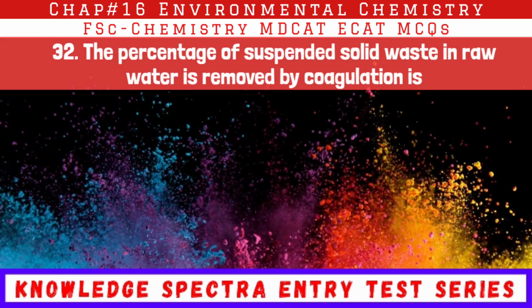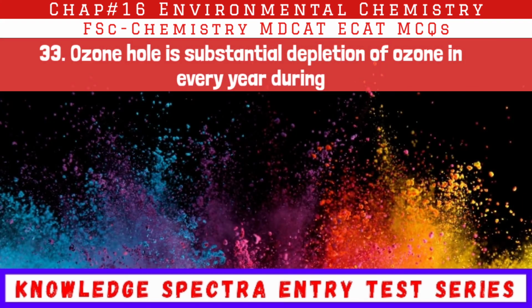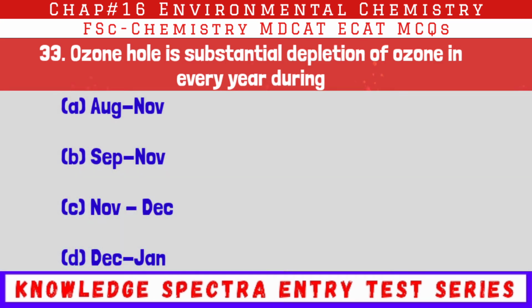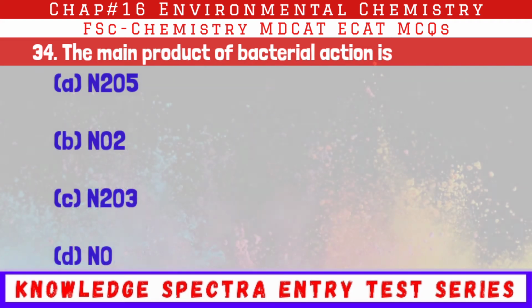32. The percentage of suspended solid waste in raw water removed by coagulation is A. 60. B. 70. C. 80. D. 90. Correct answer is C. 80. 33. Ozone hole: a substantial depletion of ozone occurs every year during A. August to November. B. September to November. C. November to Dec. D. Dec to Jan. Correct answer is B. September to November.